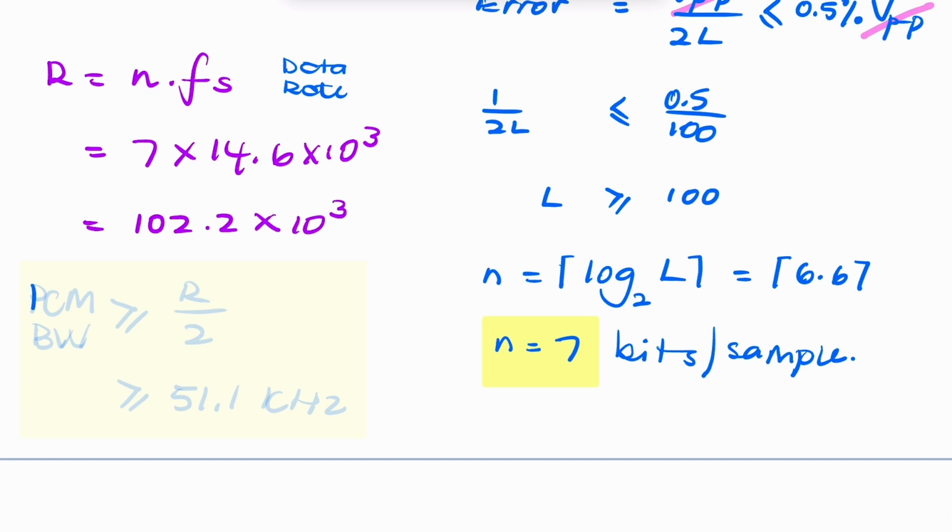Then you can say your PCM bandwidth is greater than or equal to R over 2. So the minimum will be 51 kilohertz. And that would be your final answer.